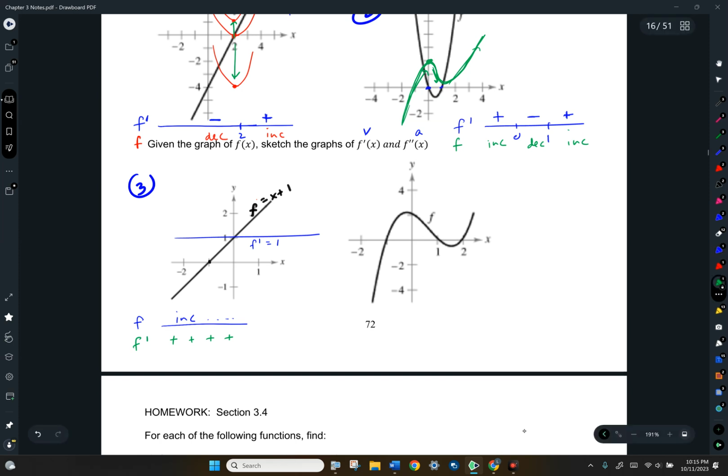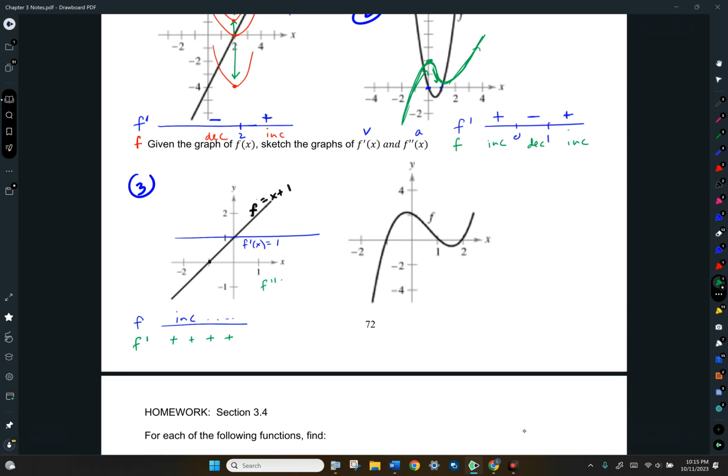And let's go a step further. If f prime of x equals 1, let me write that in there, sorry. If f prime of x equals 1, then what is the second derivative?